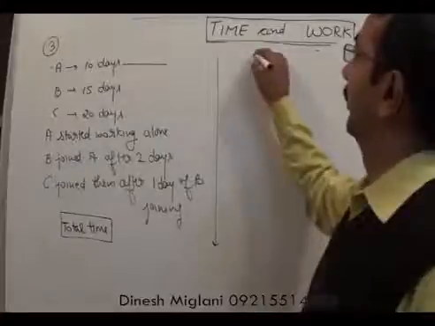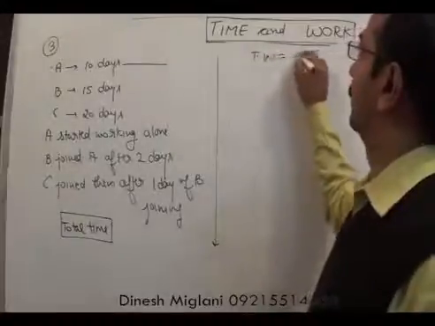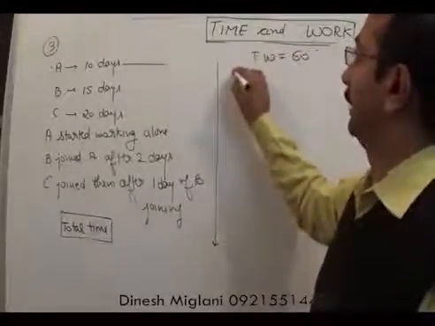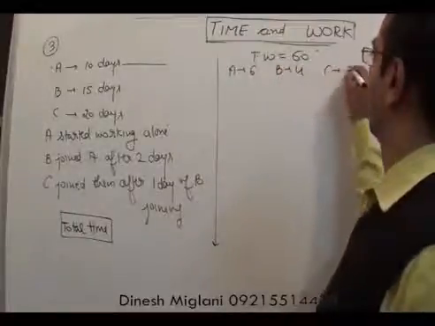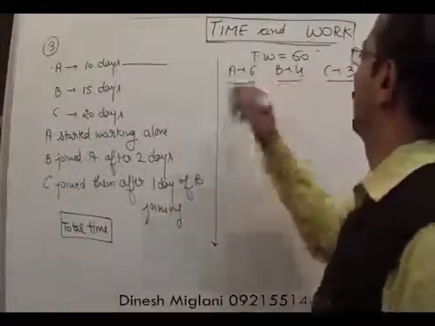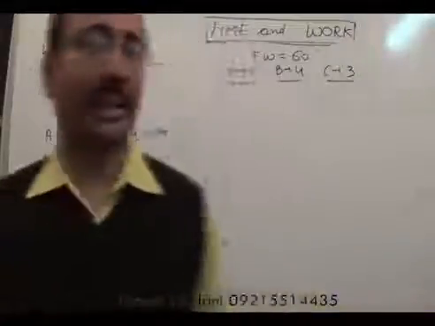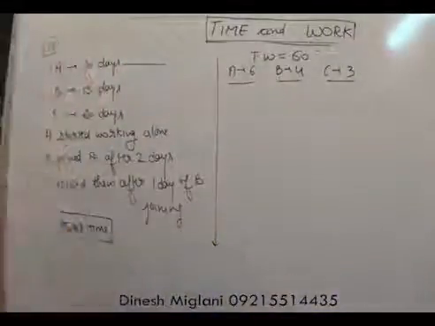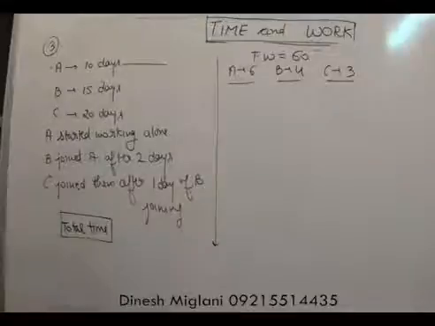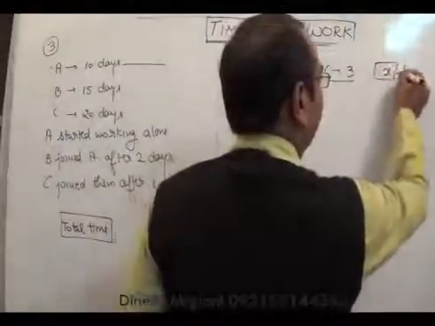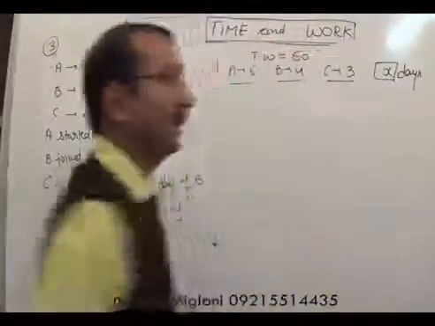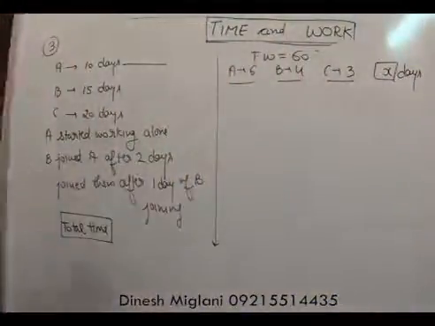Suppose I take my total work to be the LCM of the times taken, 60. A's 1 day work is 6, B's 1 day work is 4 and C's 1 day work is 3. I can keep that in my mind because I just have to take the LCM. Now I have to find the total time. I can assume that in X days the total work will be done.